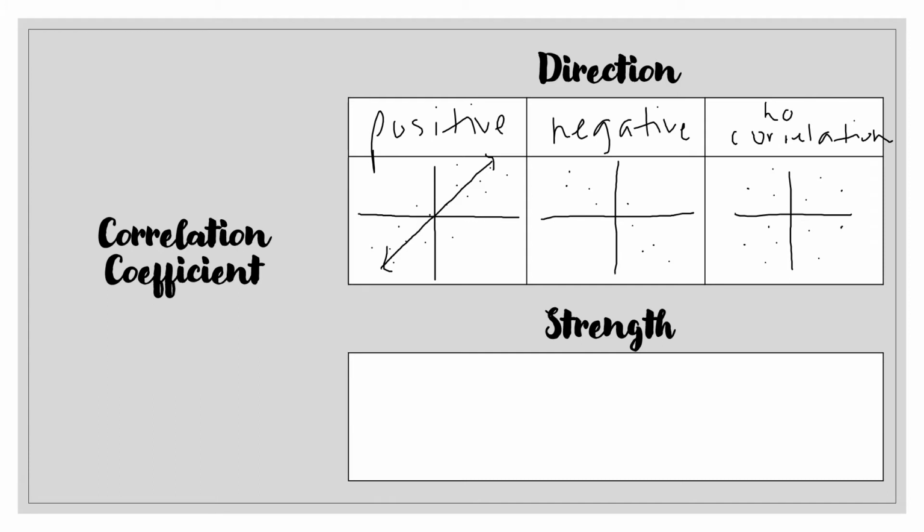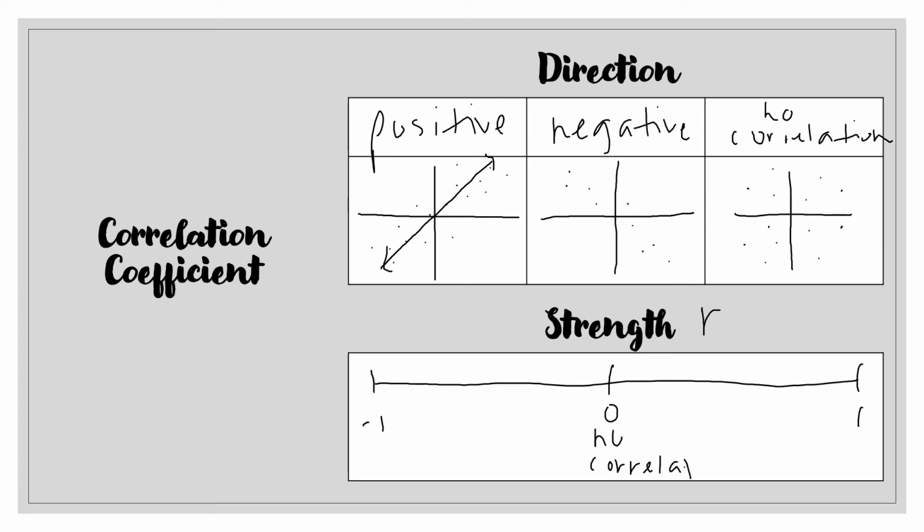So we're going to represent strength with a variable called R, and R is also going to give us the direction. R is actually called the correlation coefficient, and it's a number anywhere in between -1 and +1. So my correlation coefficient can't be like 2.5. It has to be some number in between -1 and +1. Right in the middle of those is 0. 0 means that there's absolutely no correlation whatsoever. So if you get a correlation coefficient of 0, then those two variables are not related to one another.